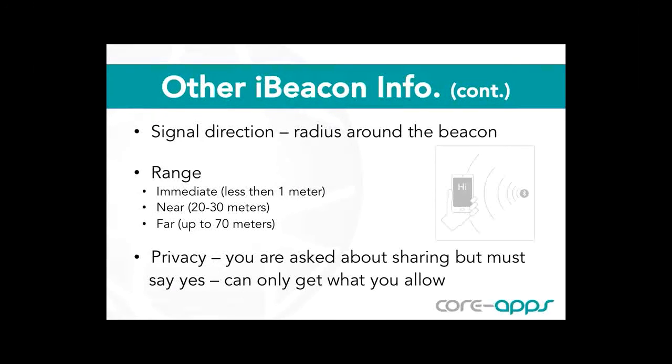Signal direction on iBeacons. It's all around. It doesn't go in one particular direction. It's sort of like in the round, if you will. It's completely circular. We mentioned the ranges before: immediate, near, and far.